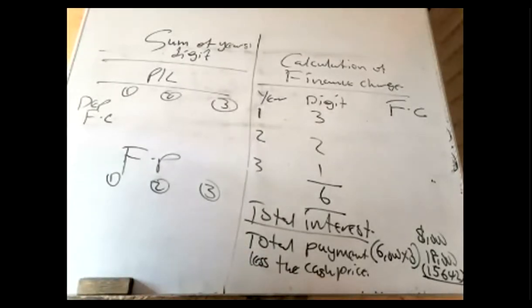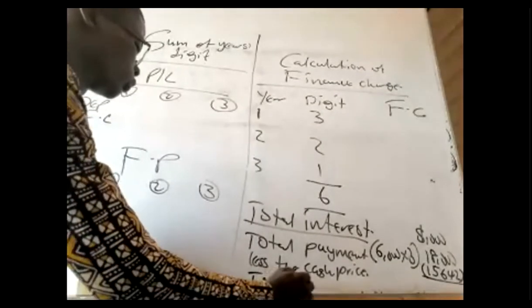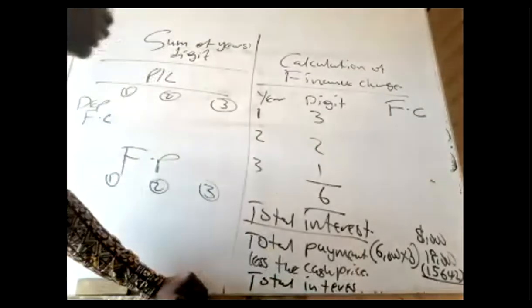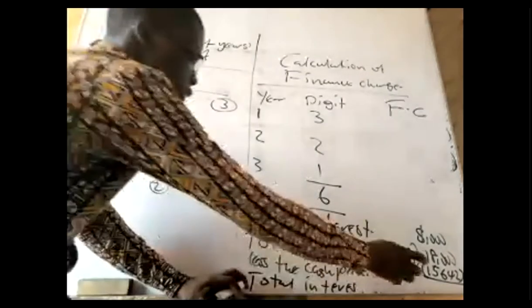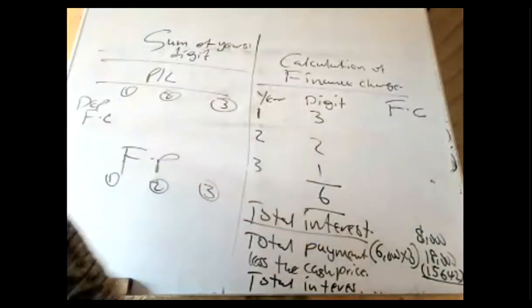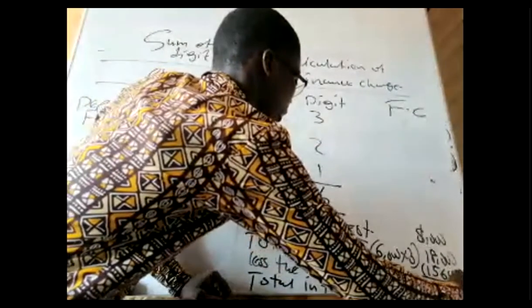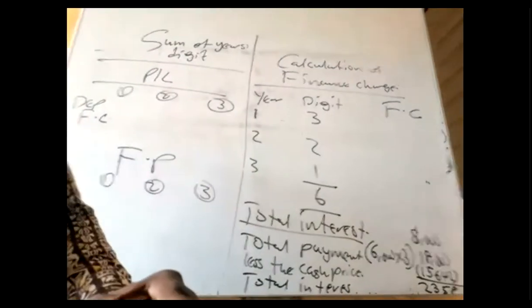Now, if there's any initial deposit, can I add it to the total payment? That's a question that I'll probably hand over to you. If there will be an initial deposit. So this one we call total interest. Meaning, if you had the money today, you would pay 15,000, not the 18,000 we are now paying. So the total interest is 2,358.